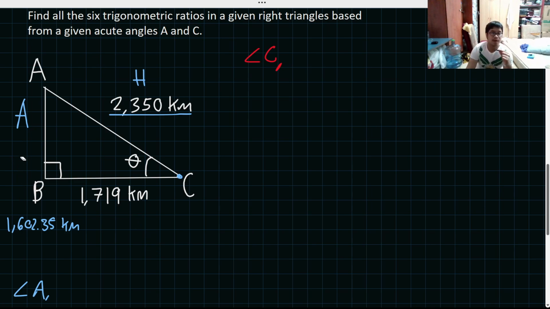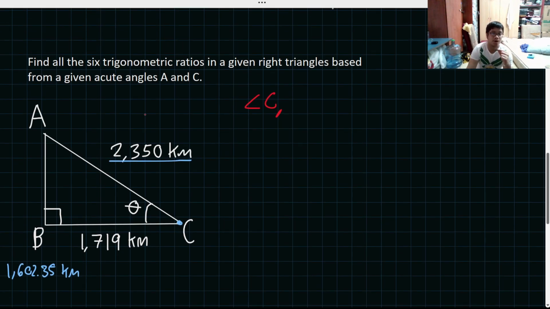So the hypotenuse does not change. Again, the hypotenuse is the longest side of the right triangle, which is 2,350. This is your hypotenuse. Now, for the legs, however, there is a change. You see, the angle is beside the base, which is line segment BC.